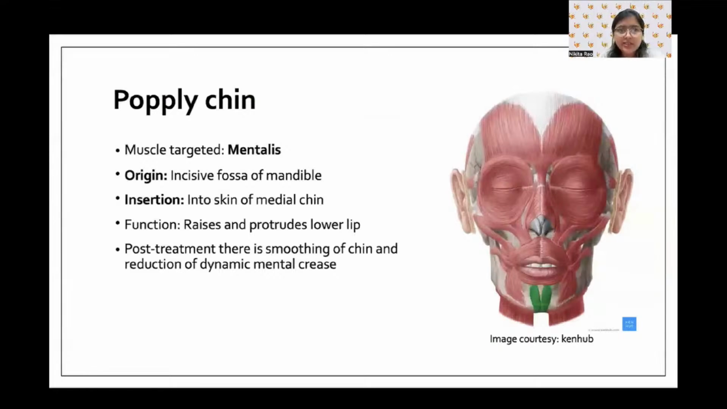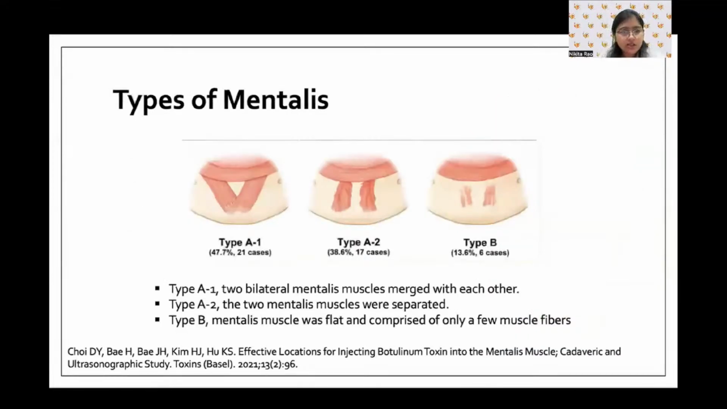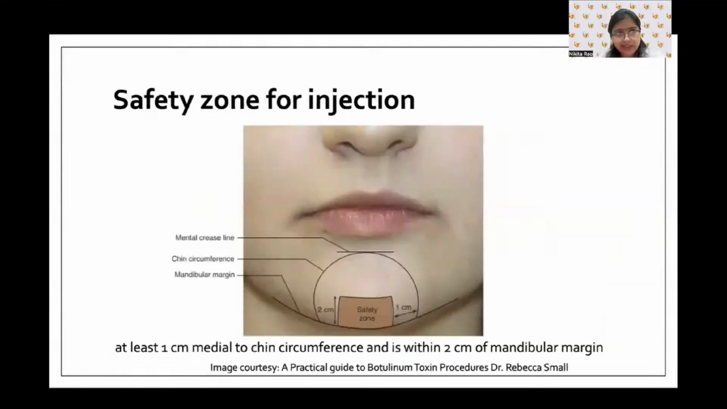Now, mentalis arises from the incisive fossa of the mandible and gets inserted into the skin of the medial chin, thus raising and protruding the lower lip. Post-treatment, there is smoothing of the chin and there is reduction of the dynamic mental crease as well. Chen et al., through cadaveric and ultrasonographic studies, had delineated these types of mentalis, but their clinical relevance is unclear.